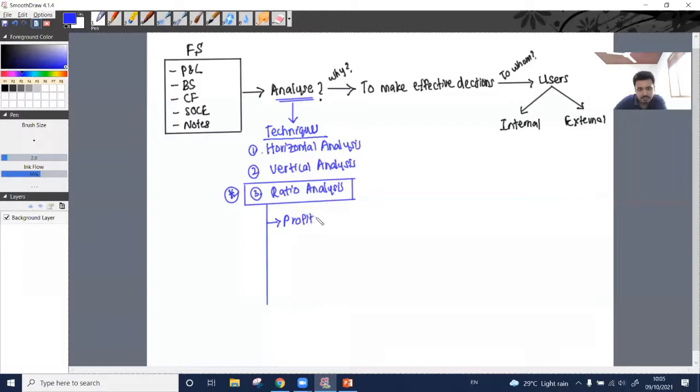One is profitability ratios. By computing such ratios, we can have an understanding about the profitability of the company, whether it is improving or whether it is eroding. Likewise, profitability ratios are there. What else?